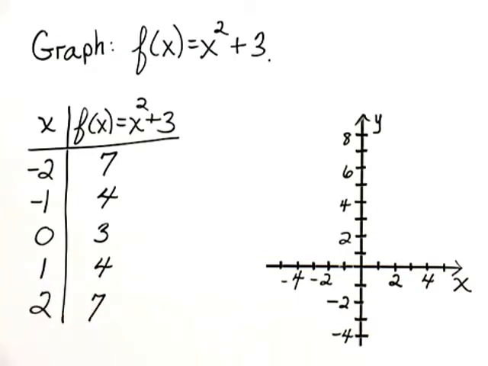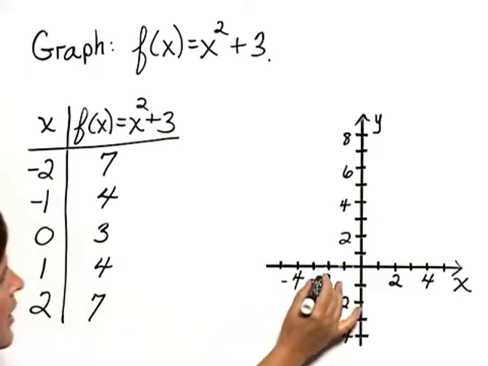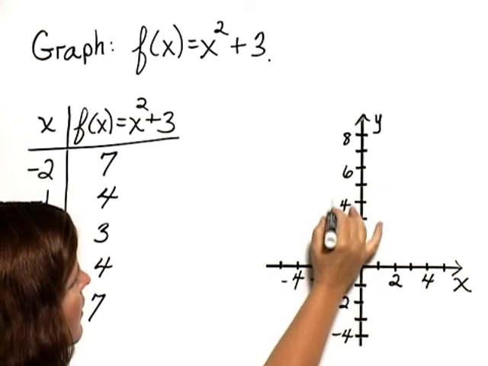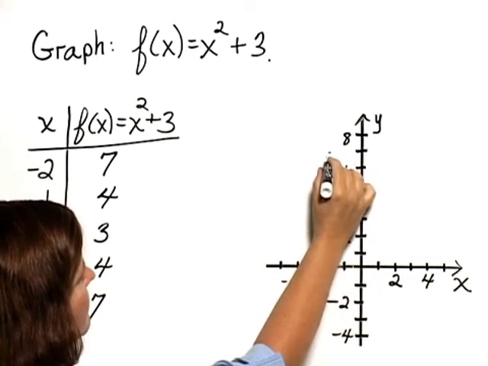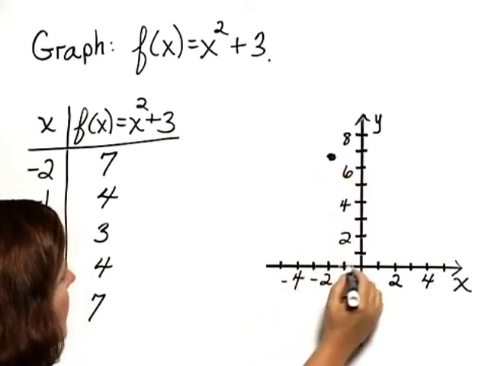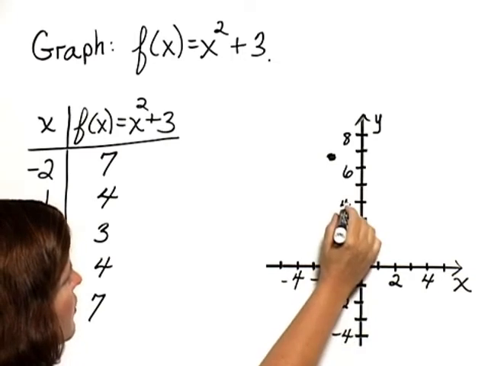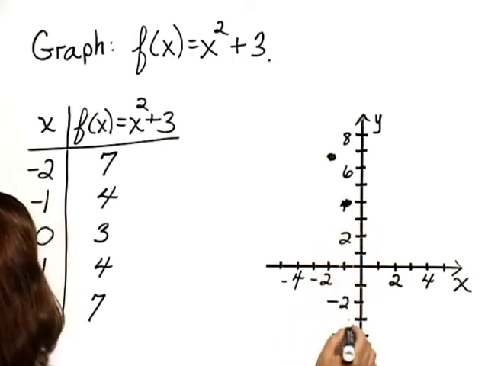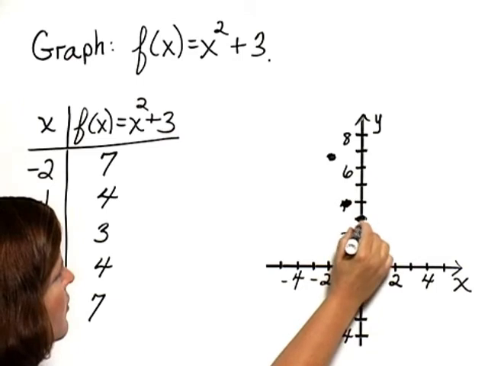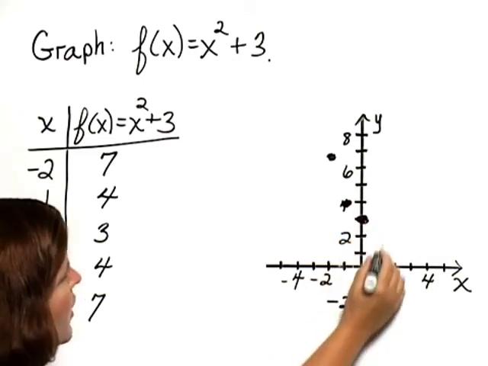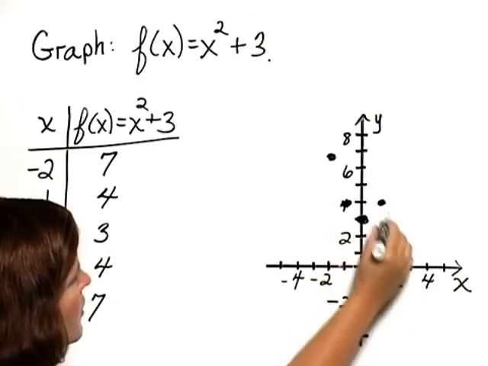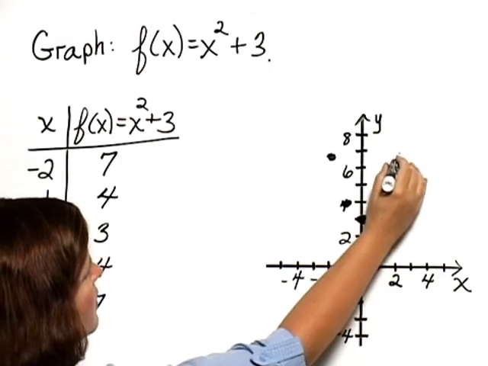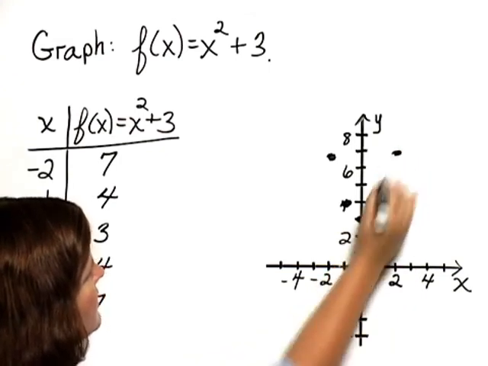We're going to plot each of those points. We have (-2, 7), (-1, 4), (0, 3), (1, 4), and (2, 7).